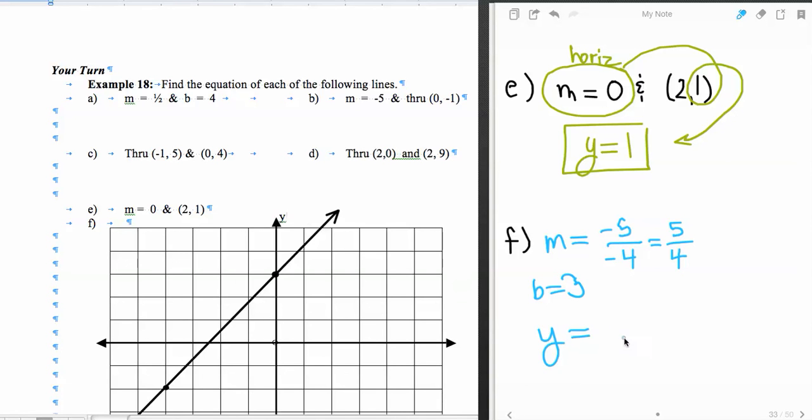And now I have my slope and my y-intercept. I put it into slope-intercept form. Y equals 5/4 times my x plus my b. And there I go. I have my slope-intercept form. I hope you did well on those. And if you need to, go back through each one of them so you can see all of the nuances.